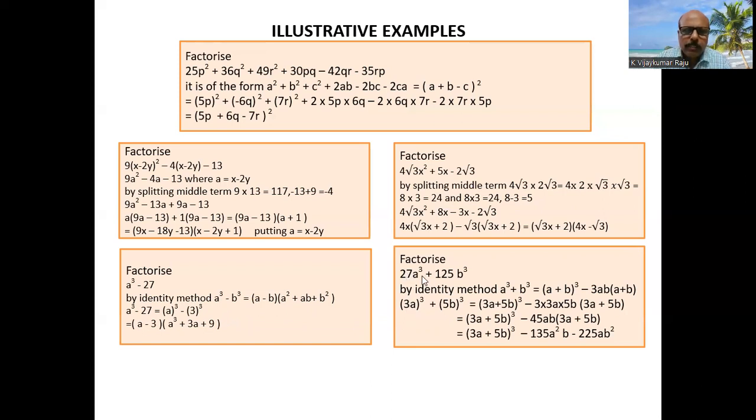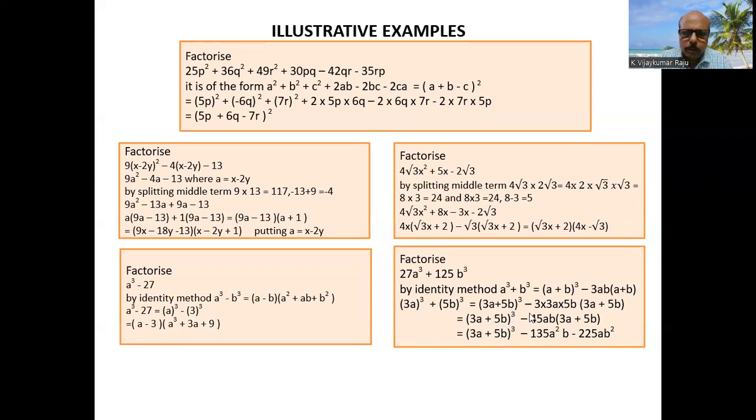The 27 is the cube of 3, so 27a cube is 3a whole cube. 125 is the cube of 5, so 5b whole cube. So your a is 3a and b is 5b. As per this, it should be 3a plus 5b whole cube minus 3 into 3a into 5b times 3a plus 5b.